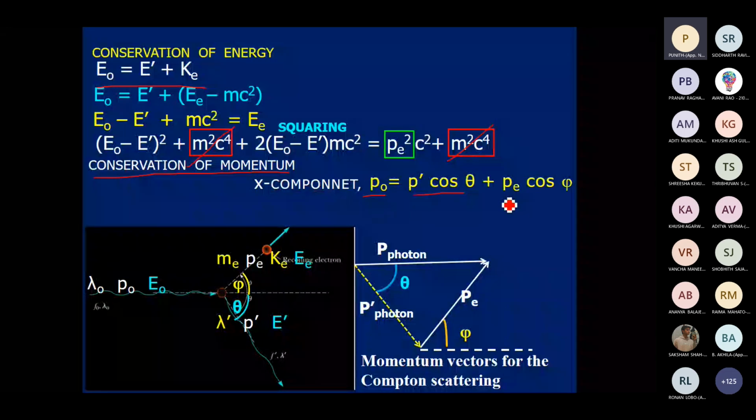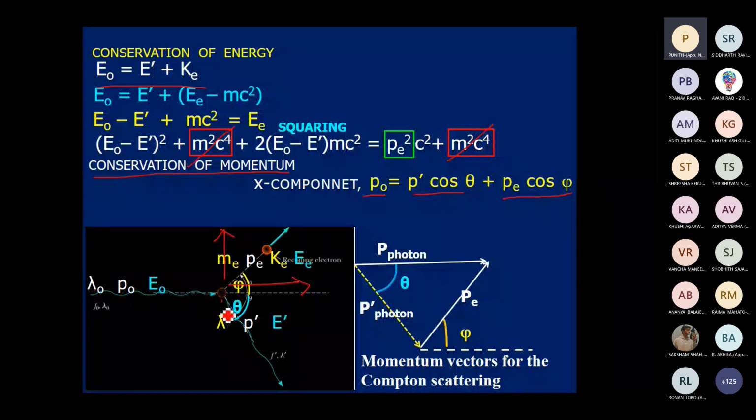And similarly for the scattered photon, this will be the y component, this will be the x component. So for the x component, we can write: you have a photon having momentum along the x direction, it will go here, and then this component will be PE cos phi. That is what is written here, and this term will be P dash cos theta. So these are the x components.